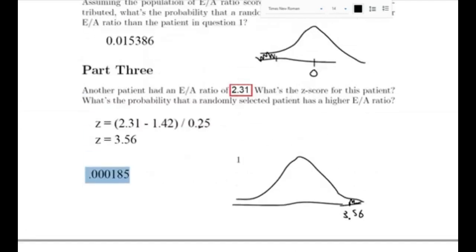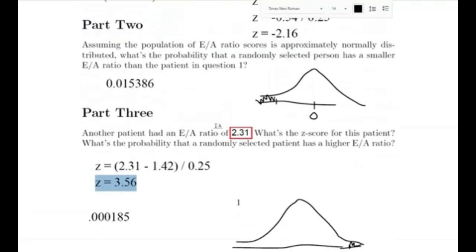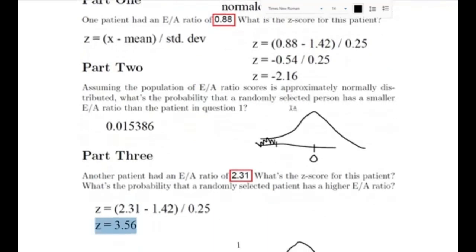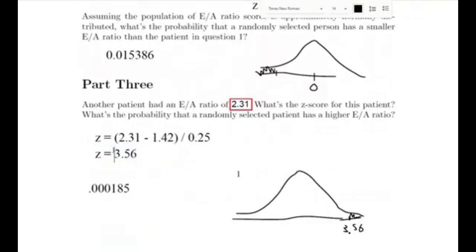So the z-score, since the instructions say refer to the z-score, here's another way of saying it. The z-score is further from 0, right? This z-score is negative 2.16. That's 2.16 standard deviations away from 0, from the mean. This one's 3.56 standard deviations away. So this one's more extraordinary because it's further away from the mean.